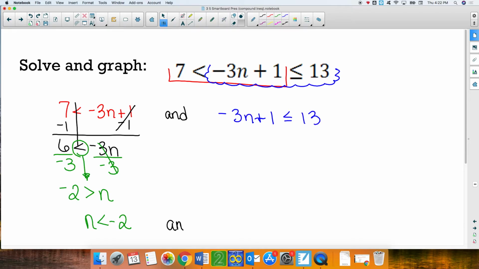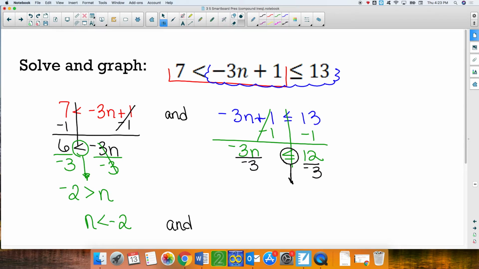Then I'm going to bring down my word and now we're going to solve this one. To solve for n, I'm going to subtract 1 on both sides. So I have negative 3n plus minus 1 cancels, less than or equal to 12. Then we're going to divide by negative 3 on both sides. Dividing by a negative on both sides means I need to flip my symbol. So it's going to look like this now. And I have n is greater than or equal to negative 4. And so there's my second answer.